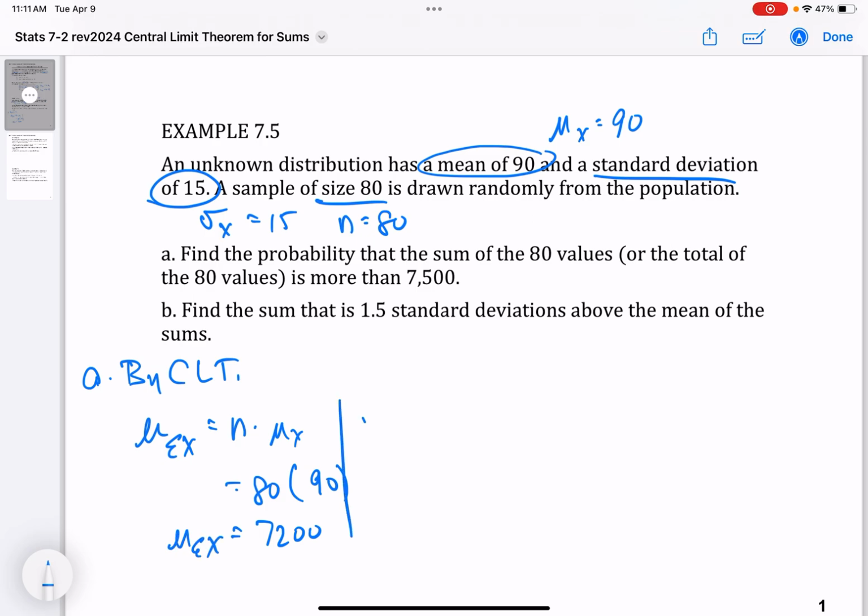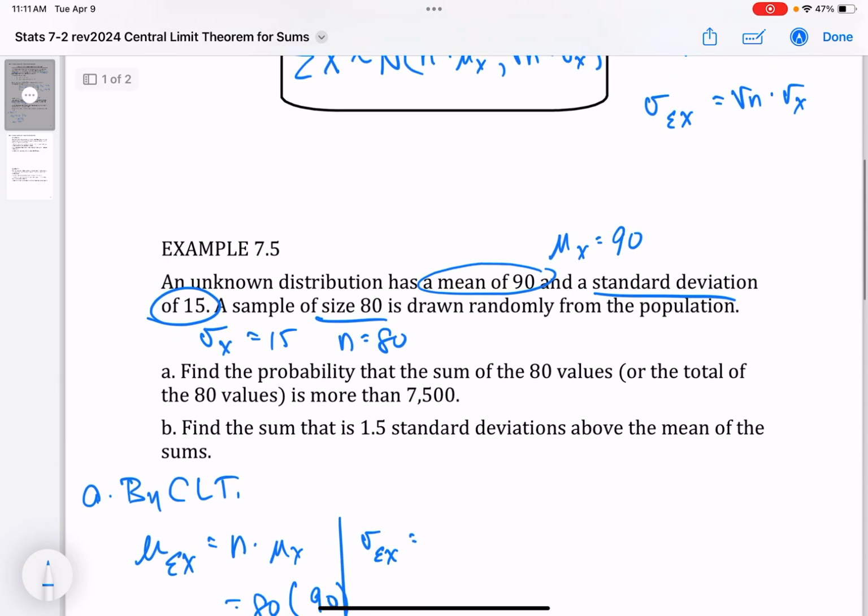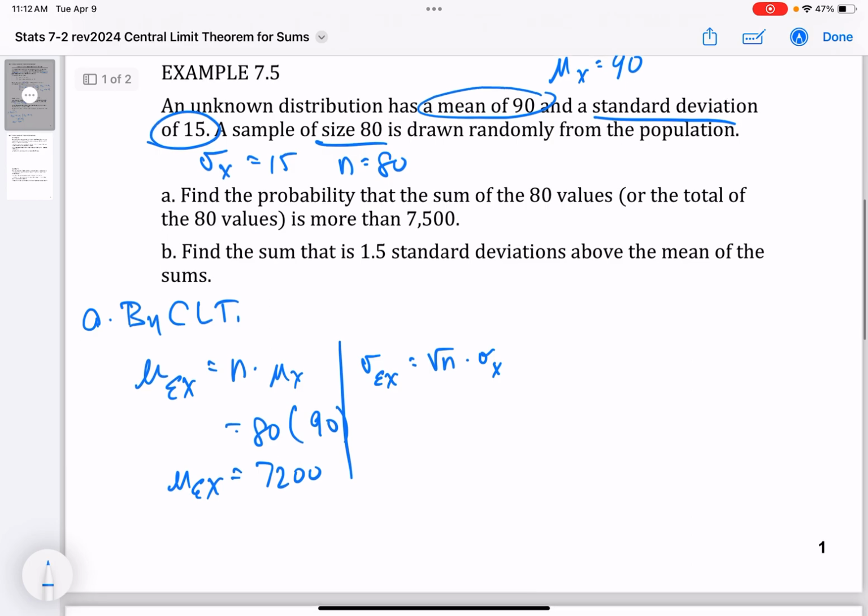Then we're also going to need sigma of the sum of the x's. So we've got two sigmas here, a lowercase and an uppercase. That's going to be the square root of n times sigma of x. My sigma, unfortunately, looks a little bit like a square root up at the top there, but it's sigma of x. So we want the square root of 80 multiplied by 15, and I'm going to just leave that as 15 times the square root of 80.